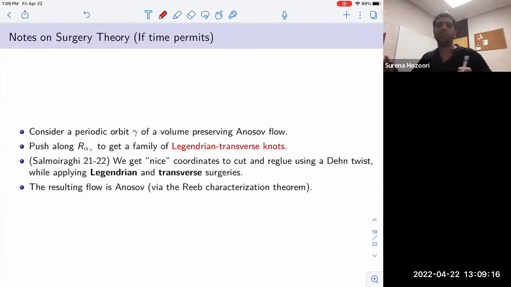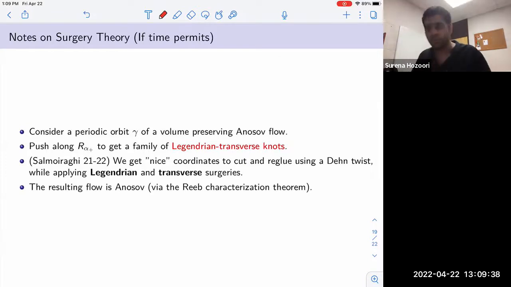So it's natural, now that we're developing some sort of contact geometry theory of these flows, to try to understand some surgery theory in this context and hopefully unify all the previous surgery operations. This is something that is being done mostly by Federico Salmoiraghi.